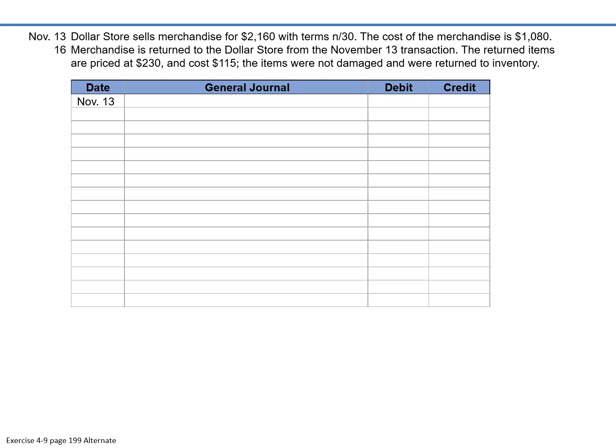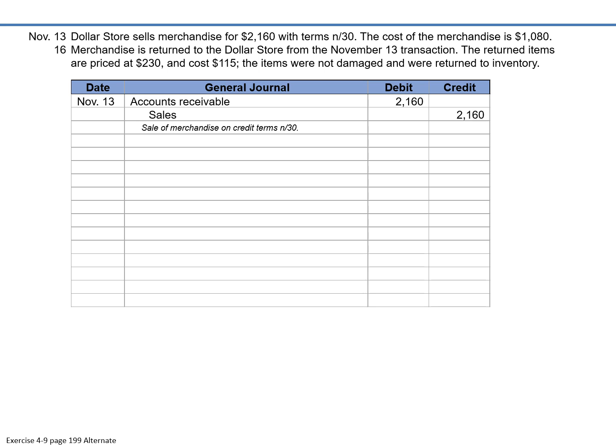All right, then on the 13th, they sell merchandise for $2,160, terms net 30. The cost of that merchandise is $1,080. So we're going to record an accounts receivable for $2,160 debit. We're going to increase our sales with a credit of $2,160.